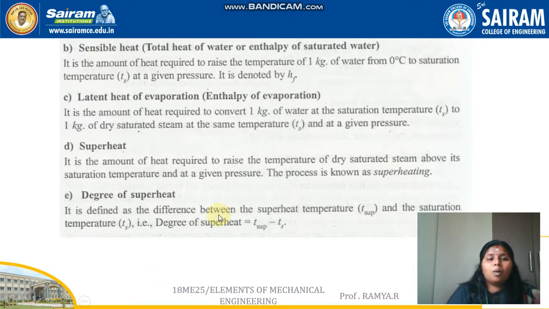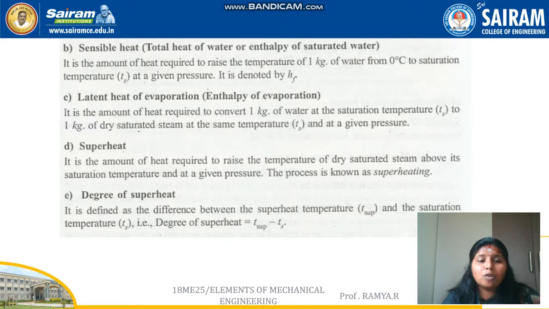And the next one is about sensible heat. Sensible heat is nothing but the total heat of water or the enthalpy of saturated water. It is the amount of heat required to raise the temperature of 1 kg of water from 0 degrees Celsius to saturation temperature at a given pressure, which is denoted as Hf. Next is latent heat, that is enthalpy of evaporation. It is the amount of heat required to convert 1 kg of water at a saturation temperature to 1 kg of dry saturated steam at the same temperature and at a given pressure.